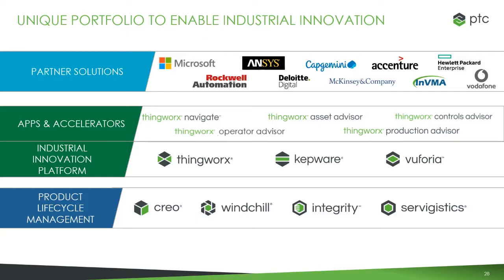Similarly, we have different applications for the operators who are operating the machines, or for an engineer in the production line, we have Production Advisor, or for someone in quality and controls, we have ThingWorx Control Advisor. On top of it, we have the technology partner solutions like Microsoft and ANSYS and different technology service partners like Capgemini, Accenture, or HP. So this is how we have enabled a unique portfolio of industrial innovation.